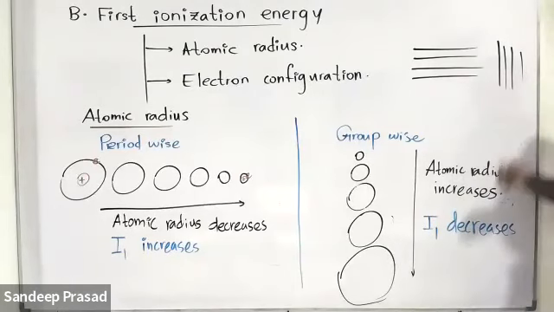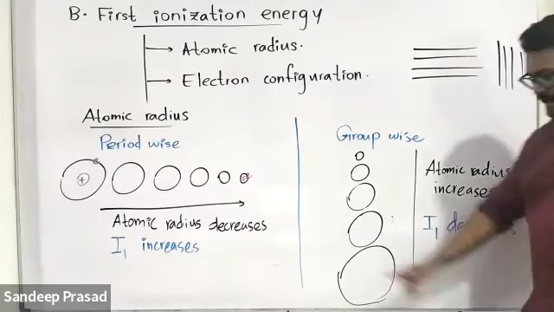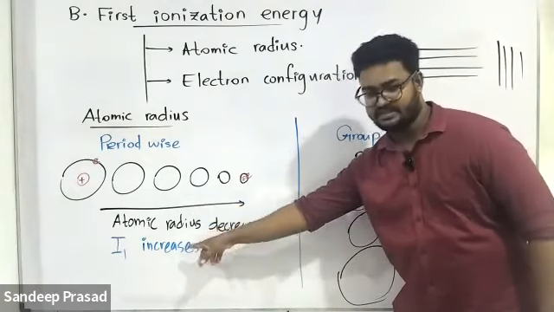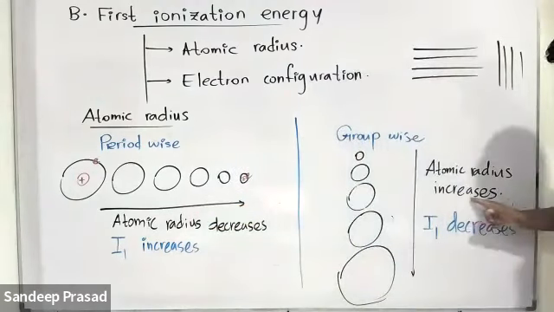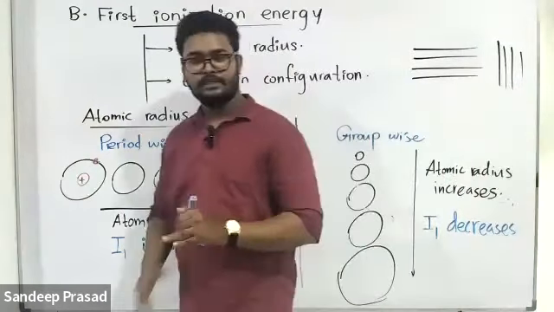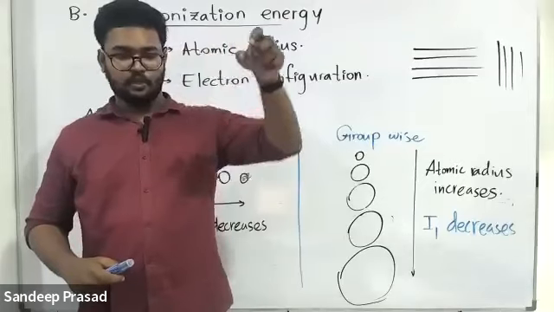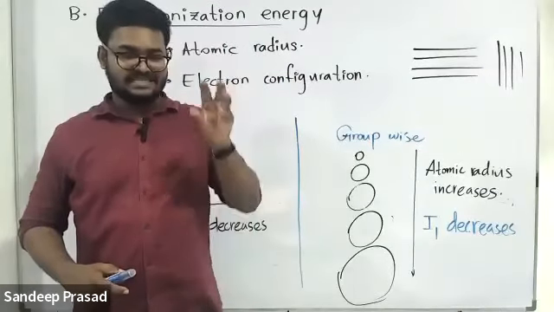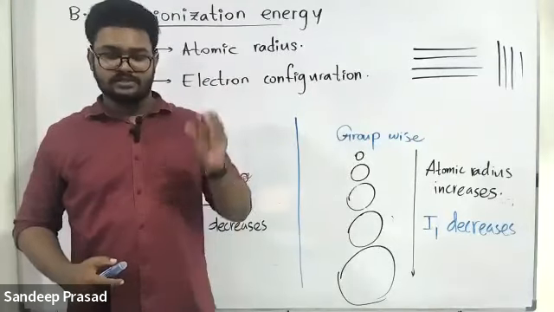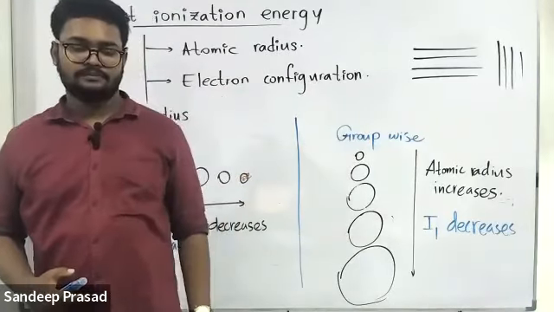That means radius and ionization energy have inverse proportionality. Neither radius, atomic radius, and the I1 ionization energy. So this is decreasing, that is increasing. Inverse proportionality. Can you understand? Size is very high means you can remove the electrons. Size is very low means you can't remove the electrons. You have to supply a lot of energy. So therefore ionization energy is very high.